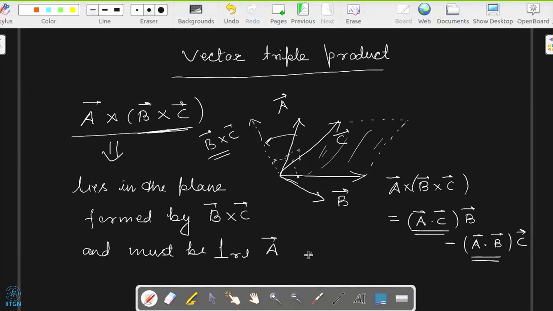Can I write A cross vector B cross vector C as C1 times B plus C2 times vector C? Since the vector A cross B cross C lies in the plane of B and C, that's why we can write it as some linear combination of vectors B and C. This is the reason, and this is what we proved during our undergraduate courses.